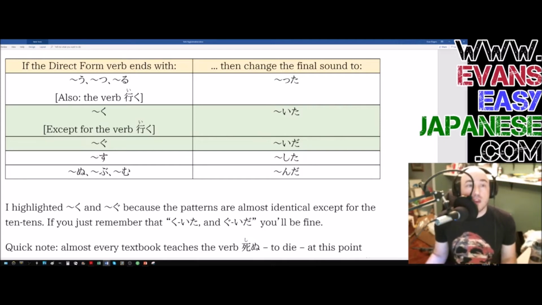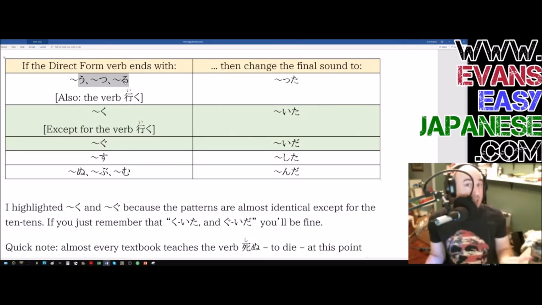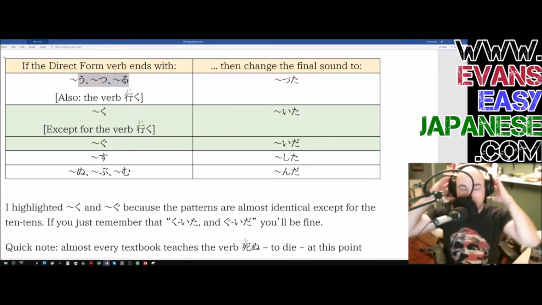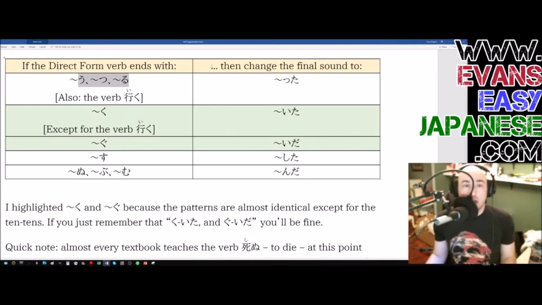Okay, if the verb ends in u, tsu, or ru, just like the special polite verb ended in a ru, and it's a group 1, we change that last u sound into a small tsu ta. We'll get into examples next, but the u's, the tsu's, and the ru's turn into small tsu ta. And then there's one son of a gun. I would curse, but I'm trying to be a little bit more PG on this thing, even though I'm not doing a very good job.